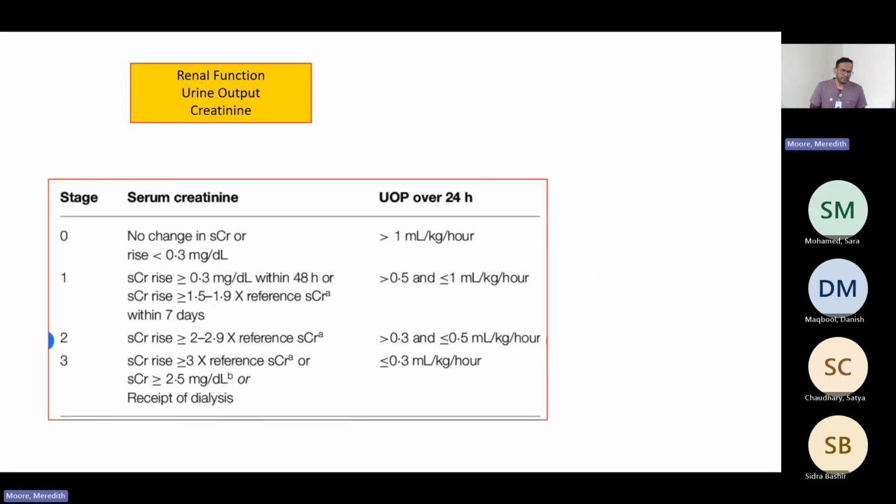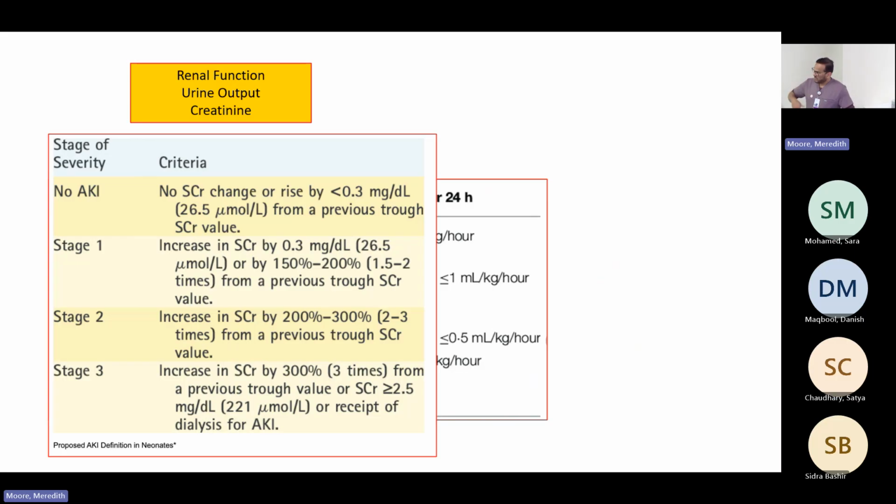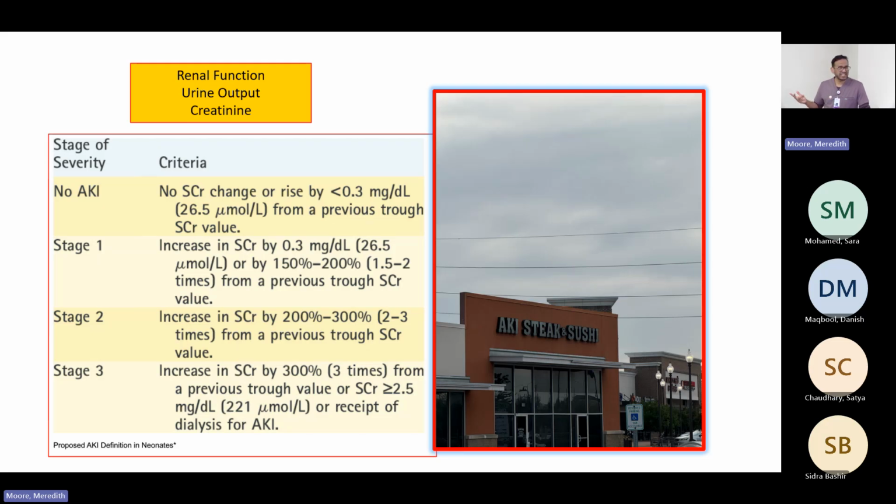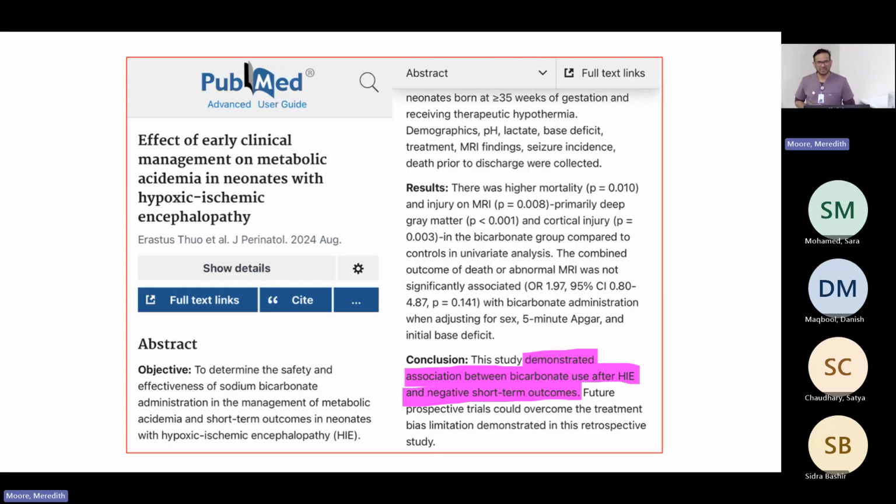So again, the definition of AKI, like I said, I don't have to go through again. This is all about that. There are definitions. Interestingly, I went to Houston for a dinner and I saw this, AKI Steakhouse and Sushi. I said, I don't know what AKI Steakhouse and Sushi is, but I just wanted to tell you guys that there is something you have to know.